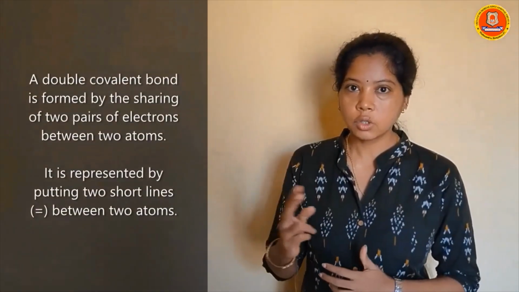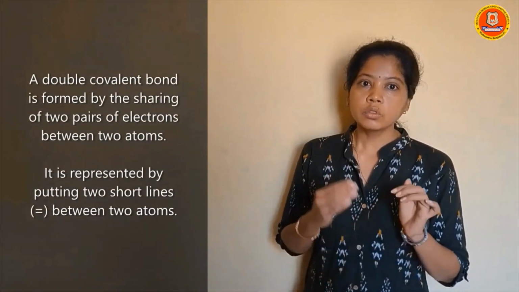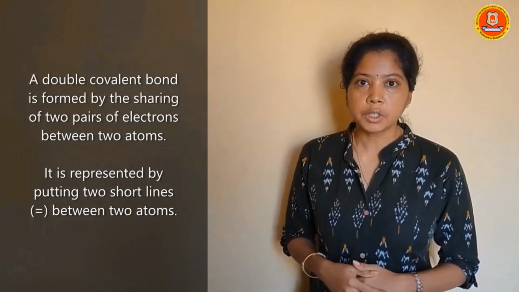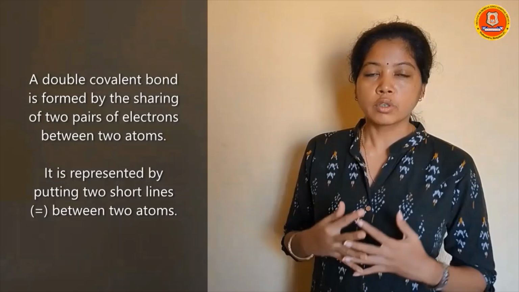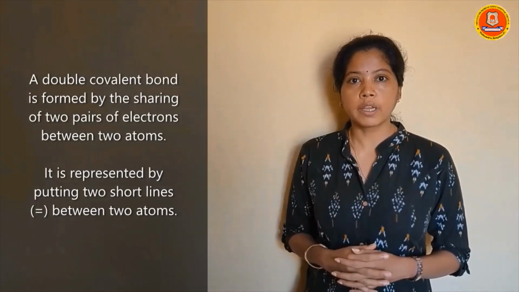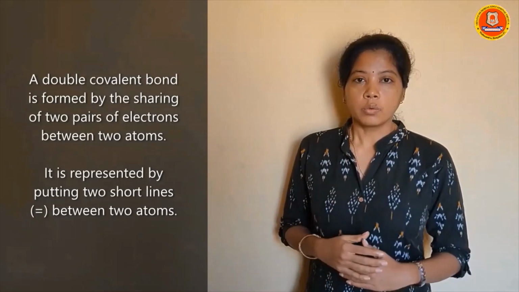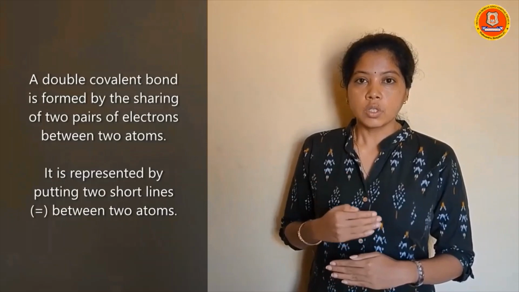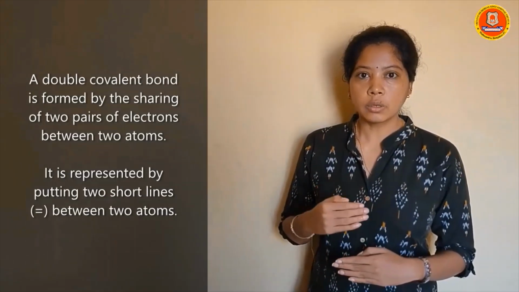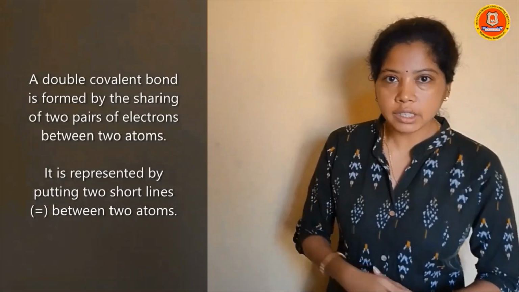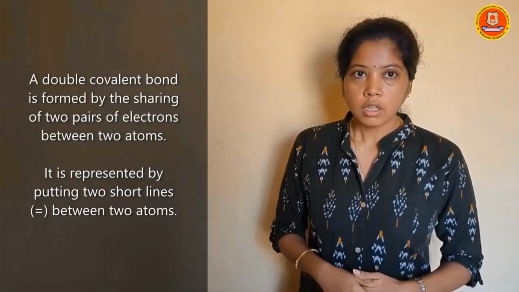Now let us learn what is a double covalent bond. Double covalent bond, as the name indicates, two covalent bonds will be there. So both the covalent bonds are formed by sharing of two electron pairs. So for a double covalent bond, we should have two electron pairs shared mutually between the two atoms involved in the bond formation. Now, the two bonds which are found are nothing but single covalent bonds. So we are representing it by two lines which are drawn. Now let us see the examples for a double covalent bond.